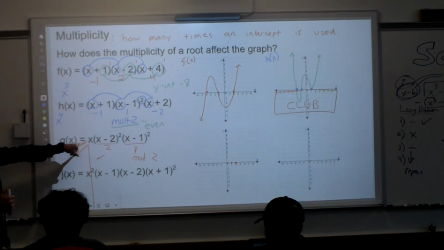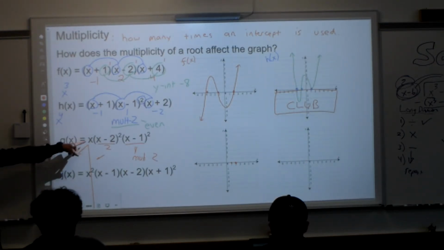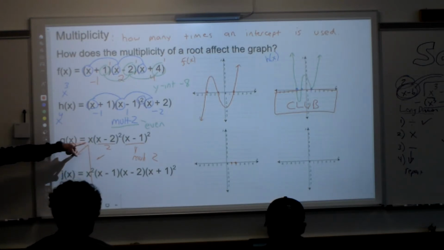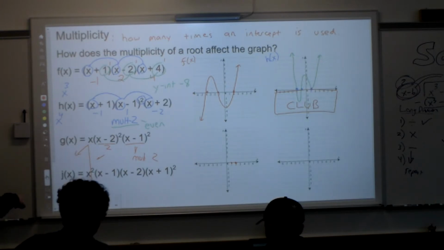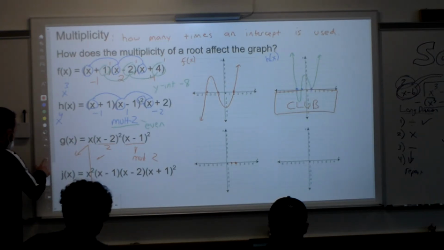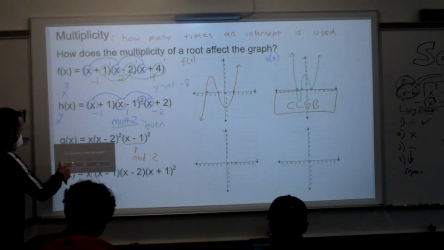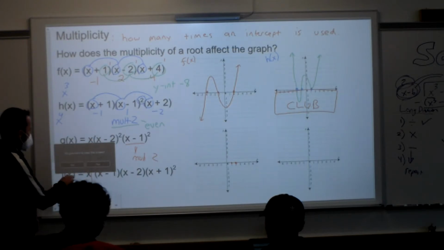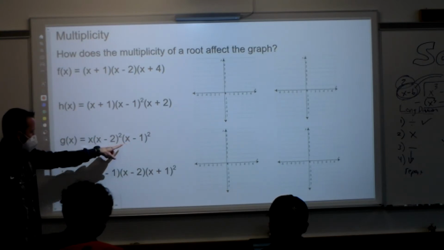If I have x all by itself, what does that mean my x-intercept is going to be? It is 0. Good job. Think, what could I plug in to make that become 0? And you would plug in 0, right? So what I have going on here is an x-intercept at 0, an x-intercept at 2, and an x-intercept at 1.